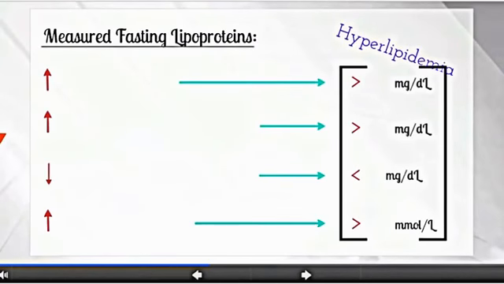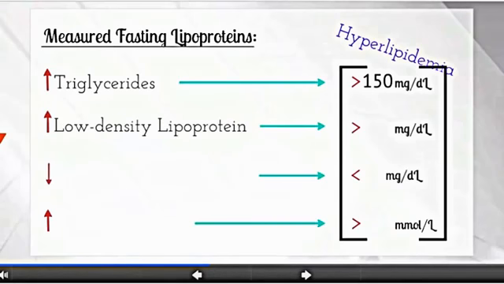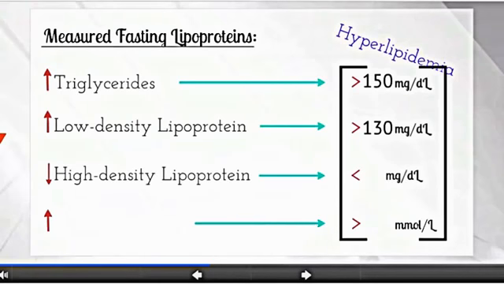Clinically, hyperlipidemia is when triglycerides are greater than 150 mg per deciliter, low-density lipoprotein increases to greater than 130 mg per deciliter, high-density lipoproteins decrease to less than 40 mg per deciliter, and total cholesterol increases to greater than 200 millimole per liter.